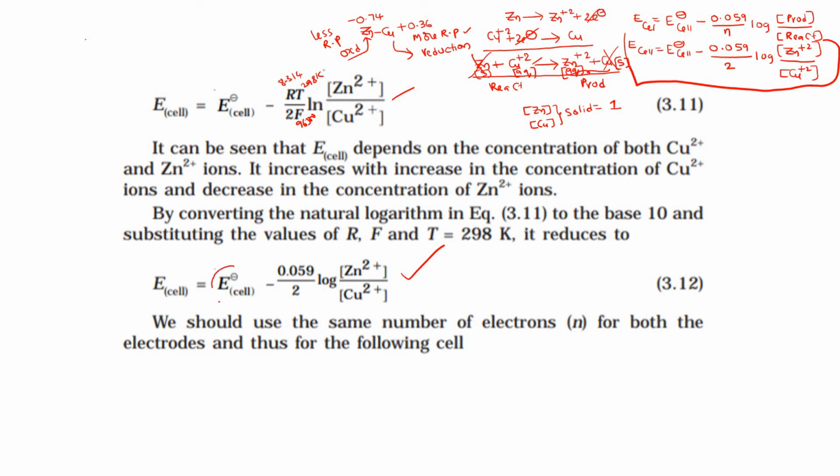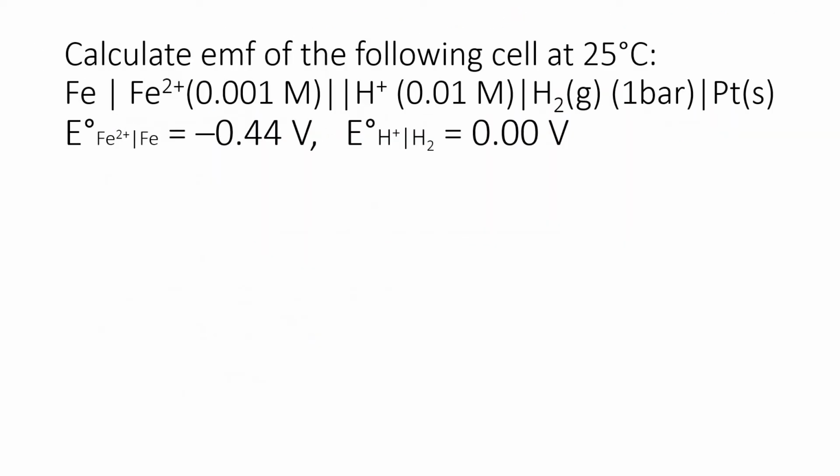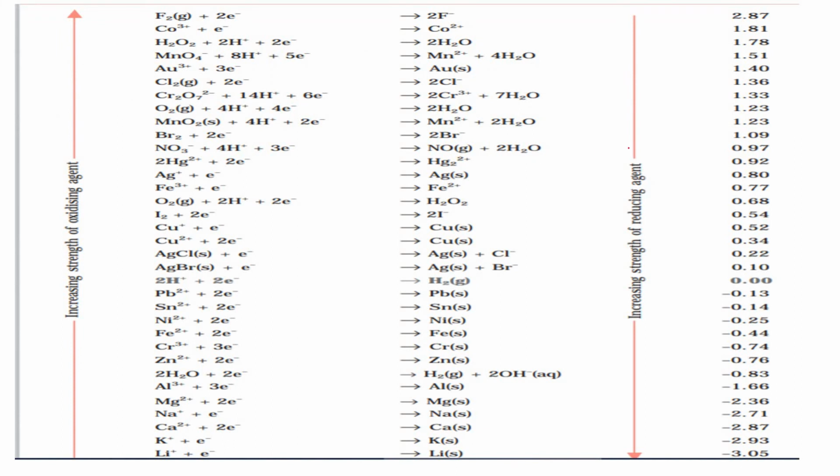Now how to calculate E naught cell here? E naught cell, very simple. E naught cell is equal to E cathode minus, just now we discussed that, E anode. These values will be given in the table. I will show the table. This is the table. These are all the E naught values. If you want E naught values here, you will get them from this table. From this table we get the E naught values here.